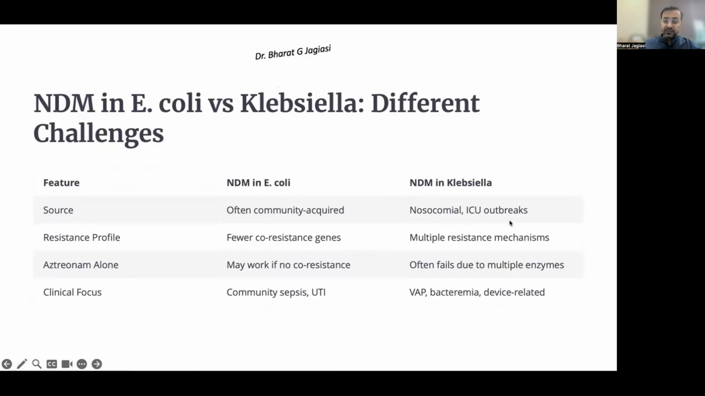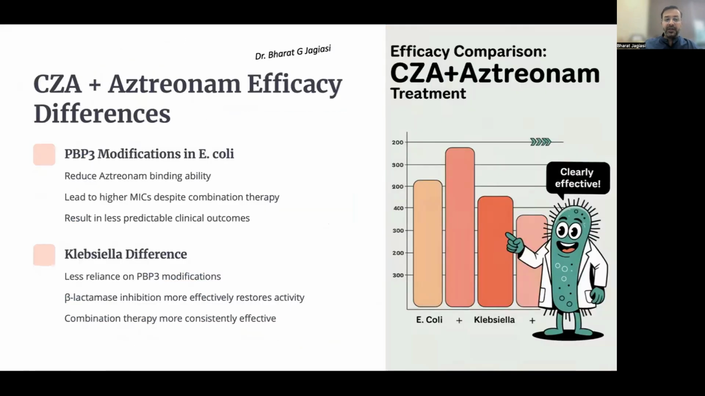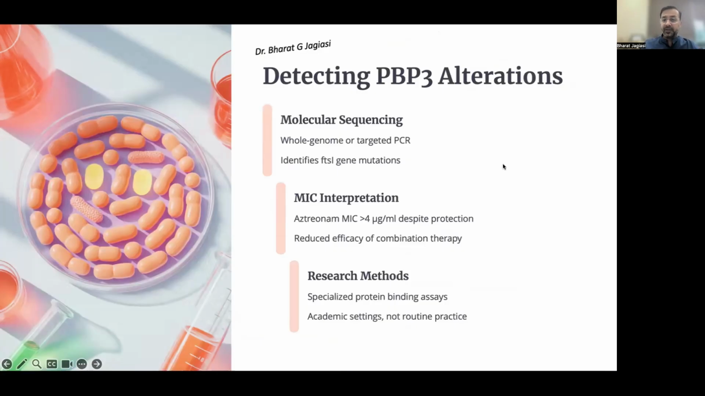As we look into this, there's something called PBP, that is penicillin binding proteins, and PBP3 mutations are seen more often in E. coli. They reduce the beta-lactam binding affinity, which is associated with reduced susceptibility. So it reduces aztreonam binding ability, which is seen in E. coli, leading to higher MIC even when we use a combination therapy, and results in unpredictable clinical outcomes. This is not true when it comes to Klebsiella because it has less reliance on the PBP3 modifications. And there we see more consistent effectiveness of the combination therapy.